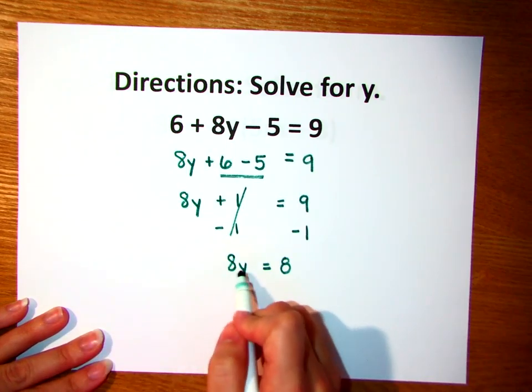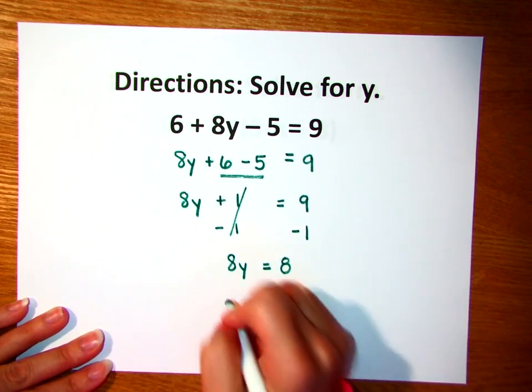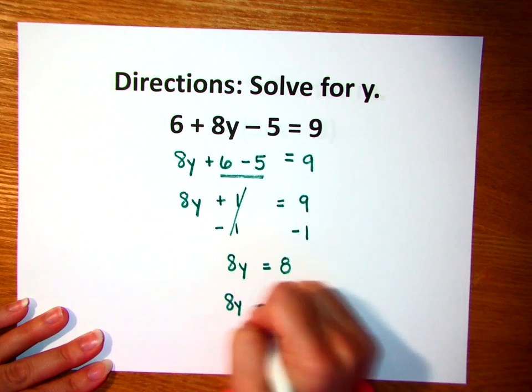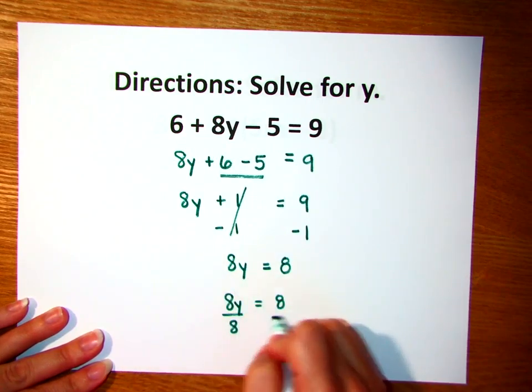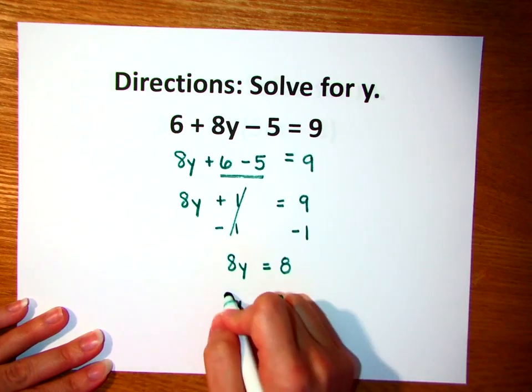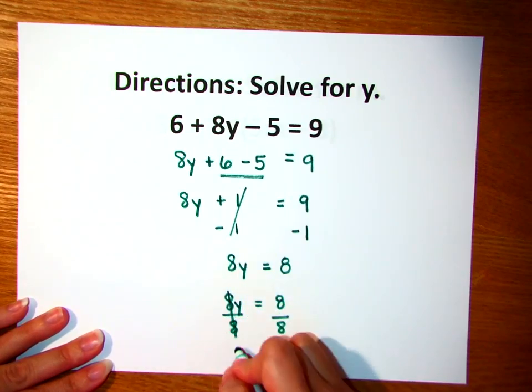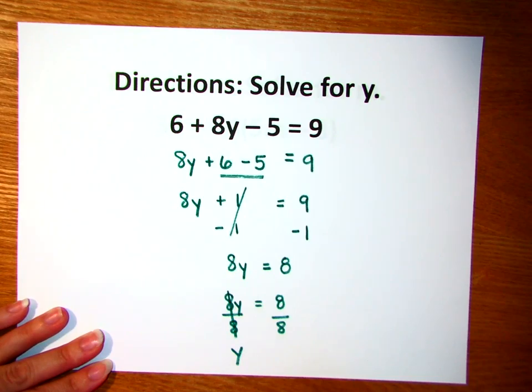So now we have 8 times some number is going to equal 8. So what are we going to do? The opposite of multiplication is division. We're going to divide both sides by 8. These 8 divided by 8 is 1. 1 times y is y, or in other words, they cancel. And y is going to equal 8 divided by 8, which is 1.